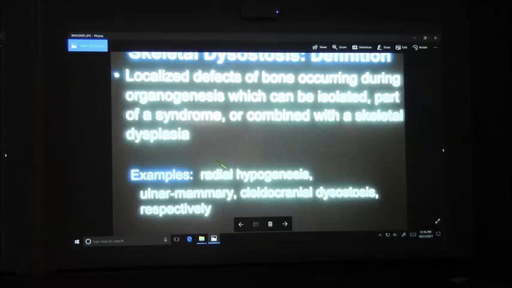Again, the example: a child who's missing a radius or where the radius is small generally does not have a skeletal dysplasia, because there's missing bone, and that's not usually part of skeletal dysplasias. The ulnar mammary syndrome, which I'll show you a picture of in a few minutes, just has the distal part of the ulna missing. And so it's more of a dysostosis. And then cleidocranial dysostosis is one of those conditions that could be either a dysostosis or a dysplasia, because it has a more generalized involvement, even though the clavicle or collarbone in this condition is usually either underdeveloped or missing.